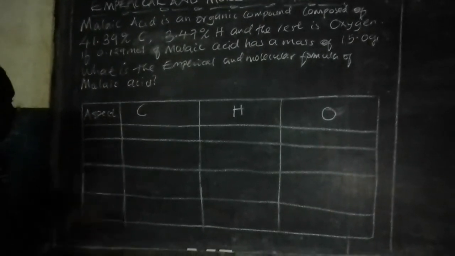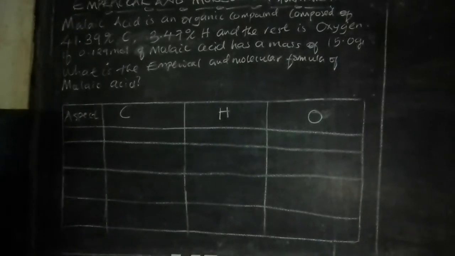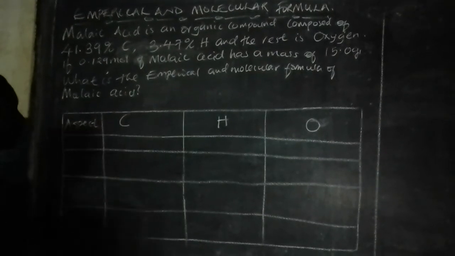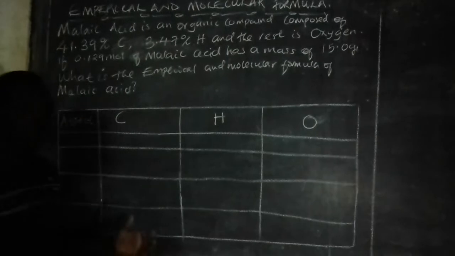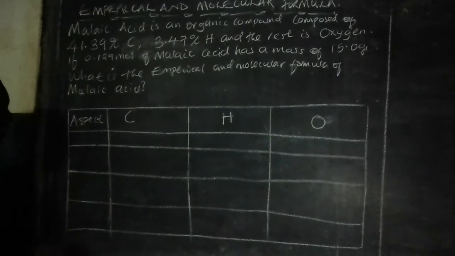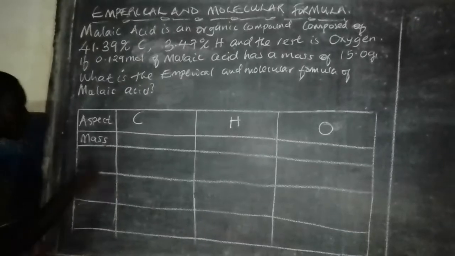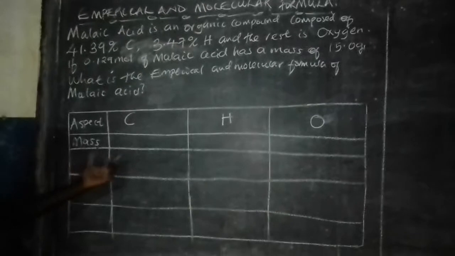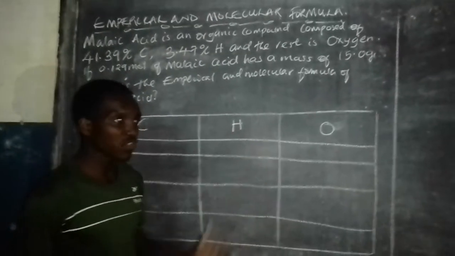So we have a table here. This table is where everything is going to be done. We'll just do everything from here. So let's look at it. We have carbon, C is standing for carbon here, H for hydrogen, and O is for oxygen. Now, the first aspect we're going to look at is the mass aspect. What is the mass of carbon? What mass of hydrogen is there? What mass of oxygen is there?